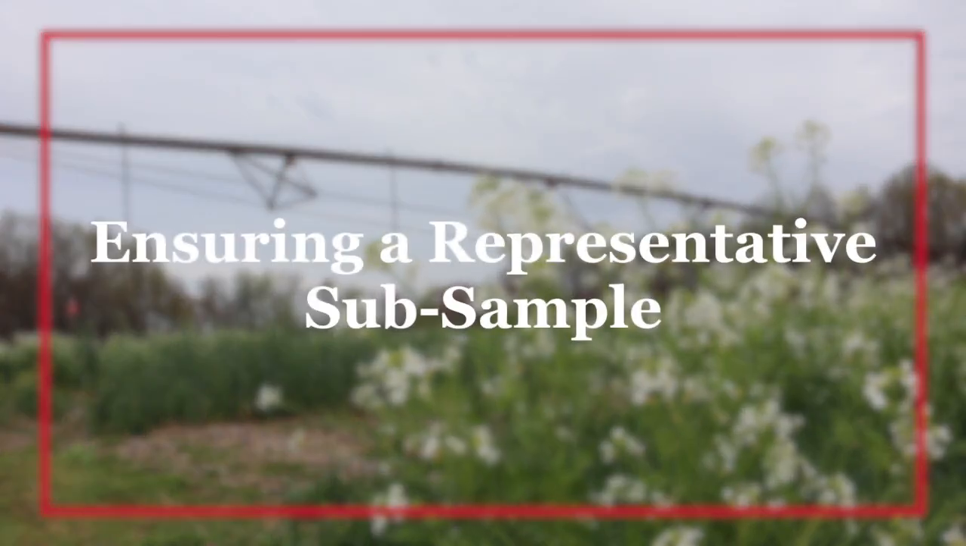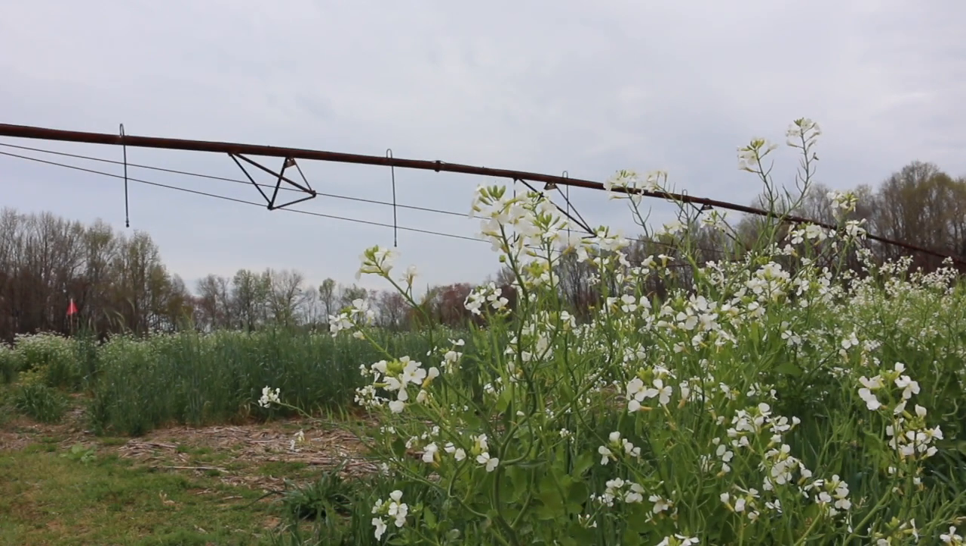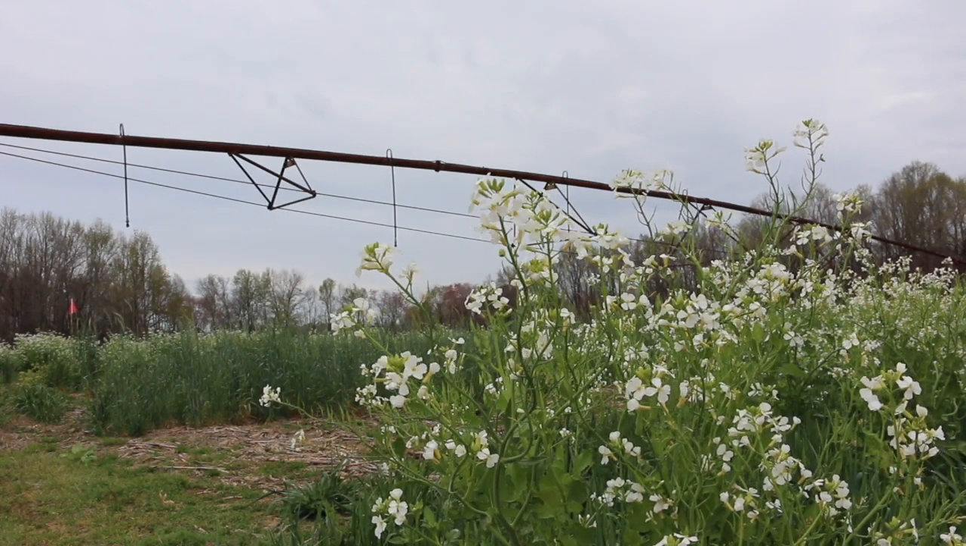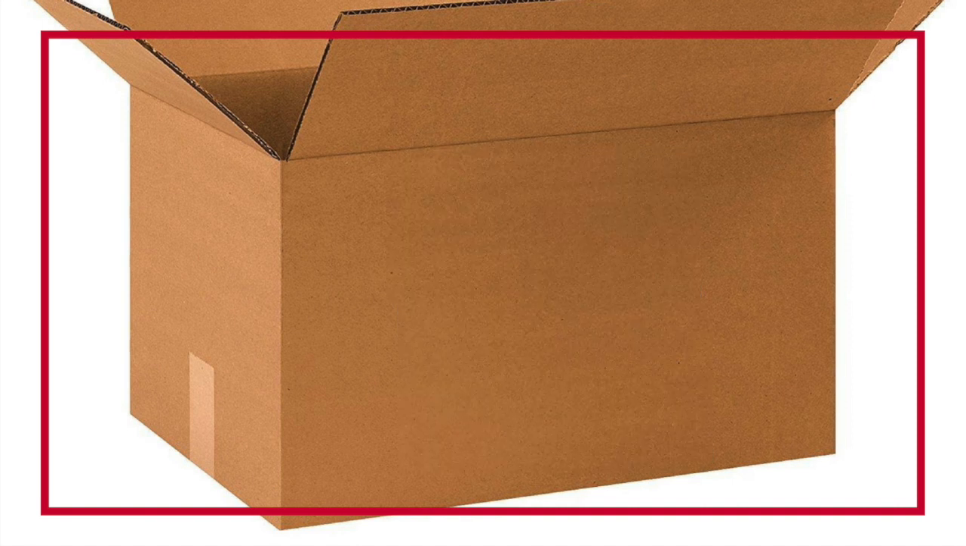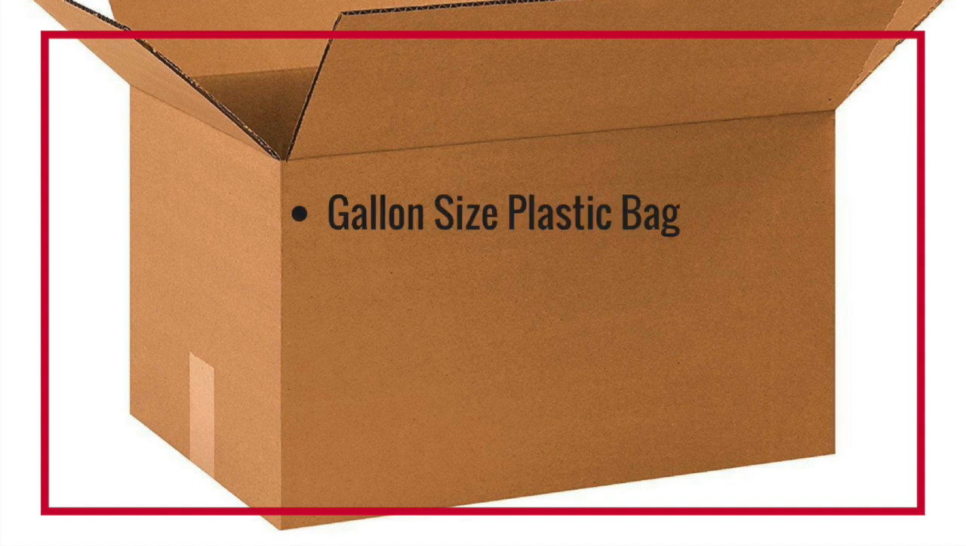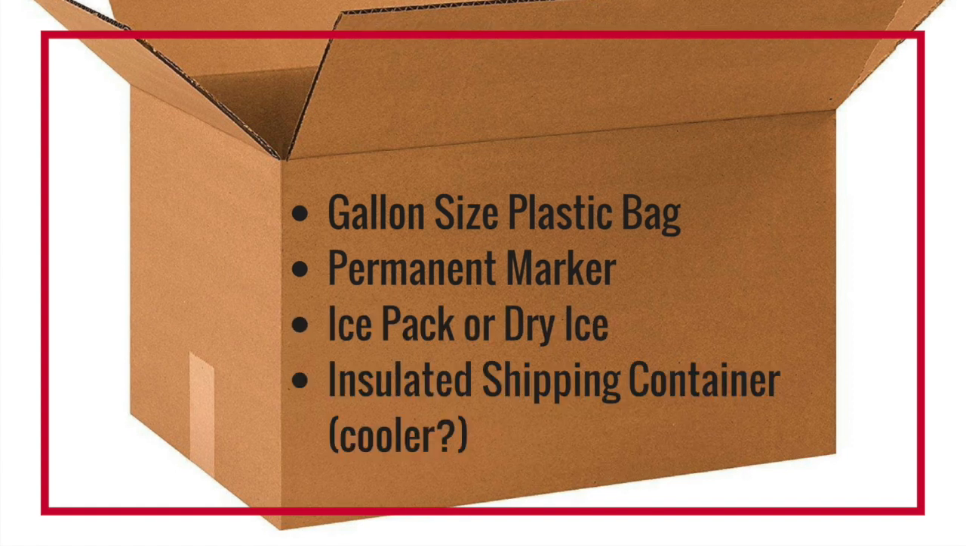To be able to predict how much available nitrogen is in the cover crop, it needs to be analyzed for nitrogen and quality parameters. This means we need to send a representative subsample of the biomass to the Agricultural and Environmental Services Laboratory. You will need several other items for this step: gallon-sized plastic bag, permanent marker, ice pack, and a shipping container.